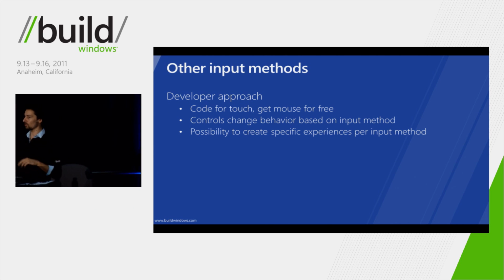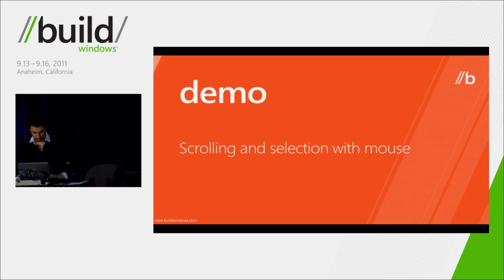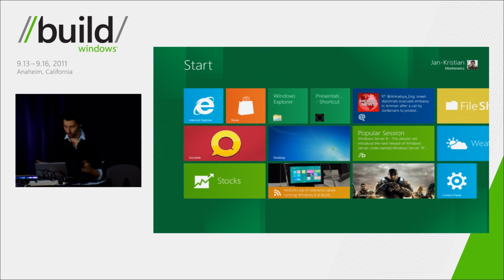But then our controls actually have built-in behavior that's optimal for both touch and for mouse. And I'll show that quickly. And finally, you do have the possibility to detect where the input is coming from, so you could create value-added experiences for specific input devices. So just a super quick demo of how we do that.